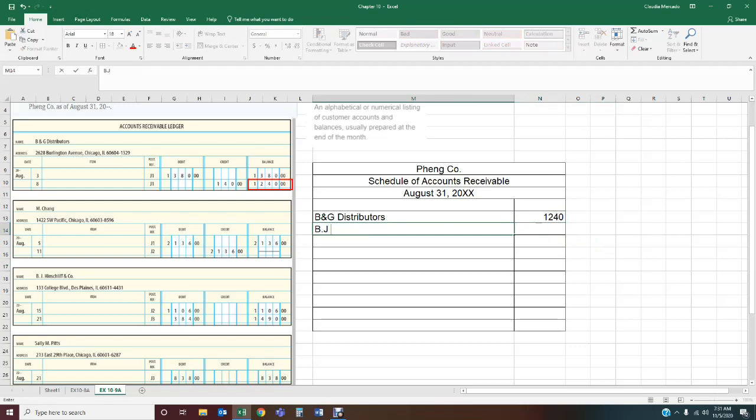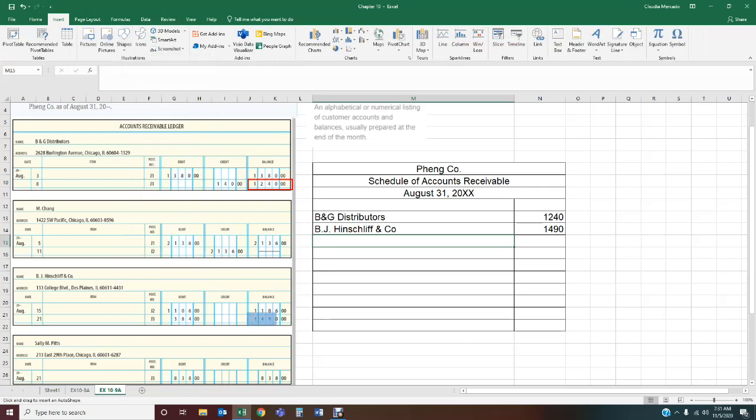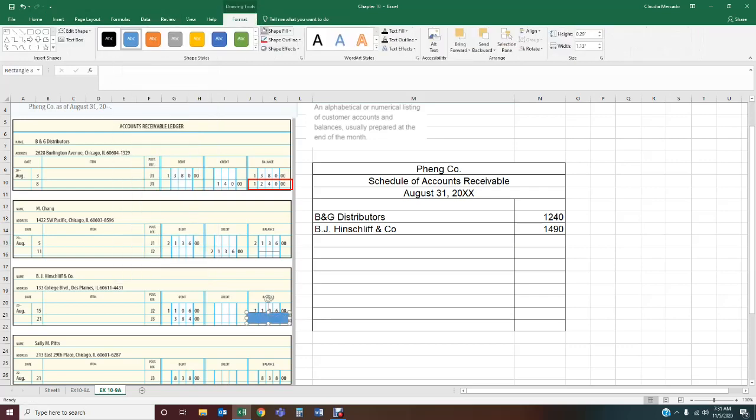BJ Hinchcliffe. I don't know what kind of a name this is, but and company. Okay. And the balance for Hinchcliffe is 1490. Okay. Remember, we're picking up the ending balance.